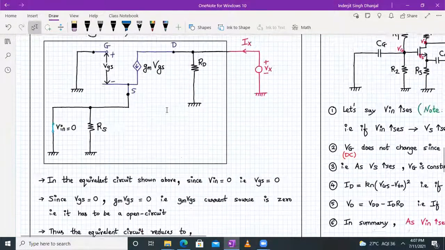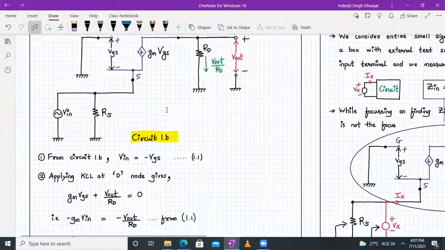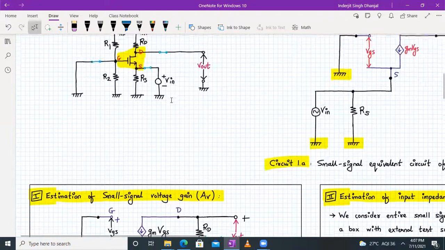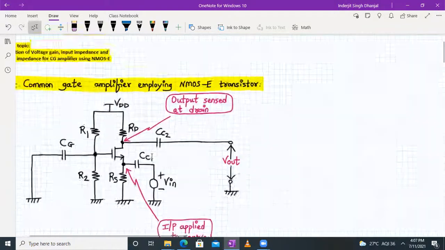So we have come to the end of this session. We have seen the small signal equivalent circuit for a common gate amplifier, and we have estimated the small signal voltage gain, input impedance, and output impedance for the same. So that's all for this session.